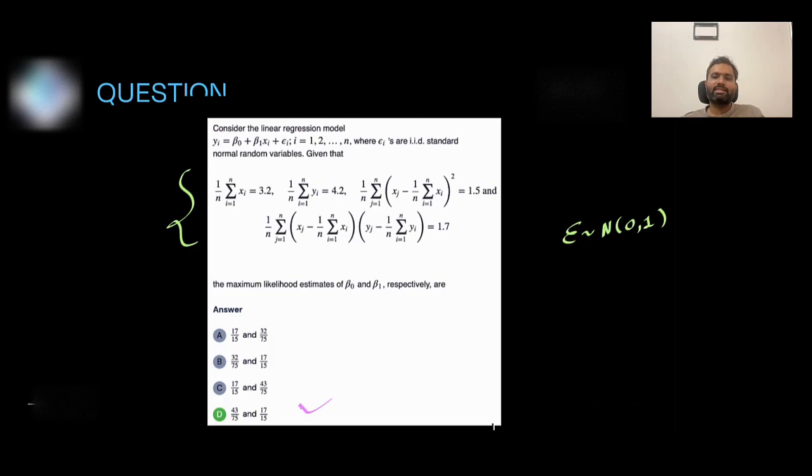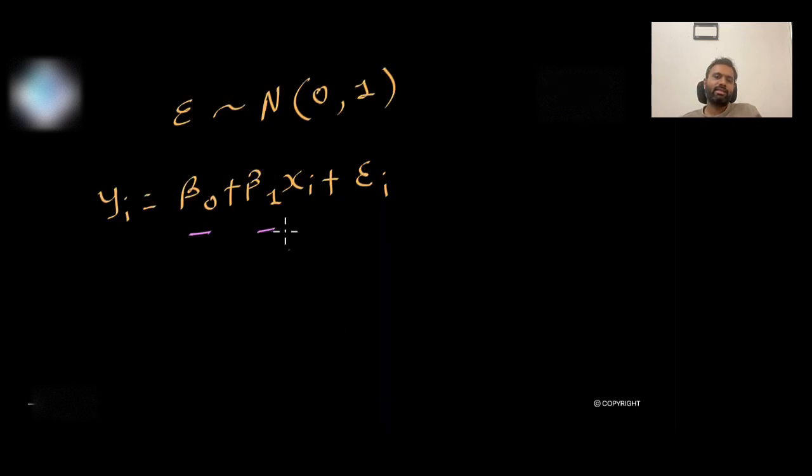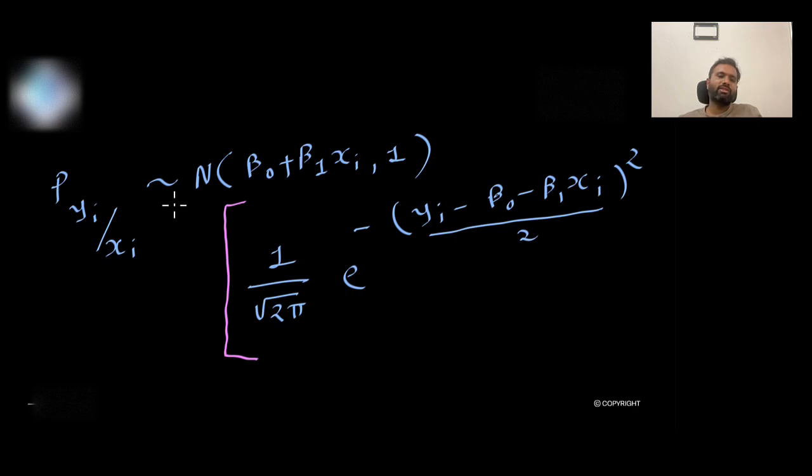So please see that epsilon is the normal random variable. Is yi also a random variable? Yes. More specifically, yi given xi is also a normal random variable with one variance. It is important to note that yi given xi is a normal random variable with one variance, and the density function is given by the pink bracket. This is my density function.